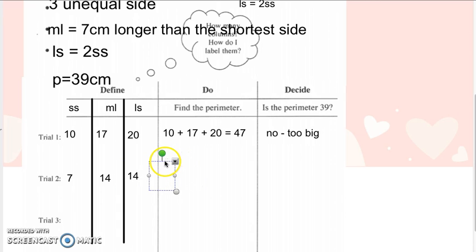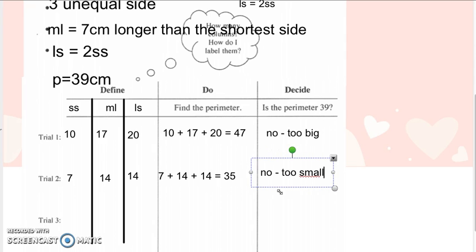Then to find the perimeter, I need to add all my sides together. So I'd have 7 plus 14 plus 14 equals, 14 and 14 is 28, and 28 plus 7 is 35. So 35 would be no when I decide, because it's not equal to 39. So it's no because it's too small. I'd like you to pause the video and try trial 3 on your own and see if you can figure out what the answer is.